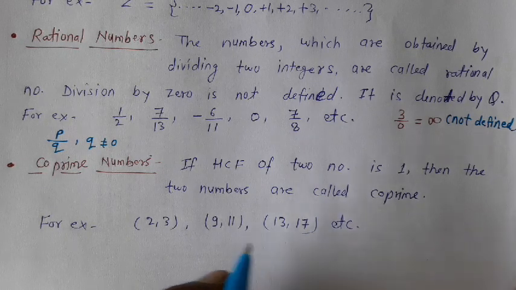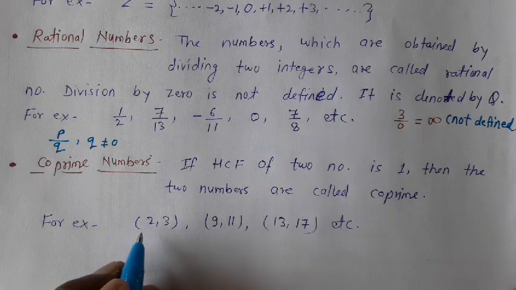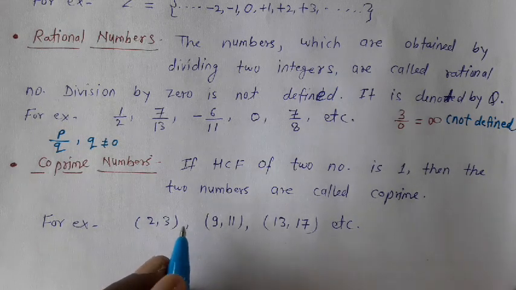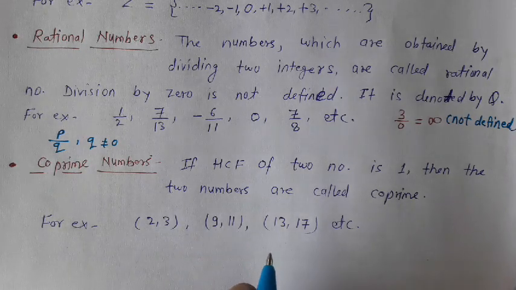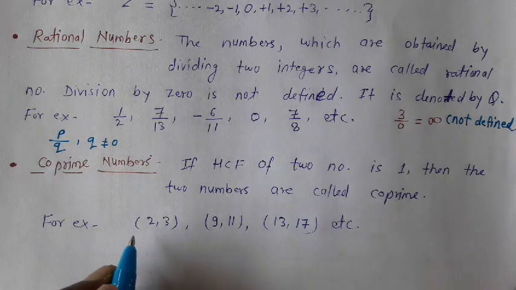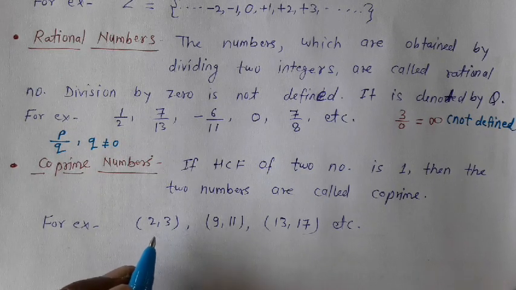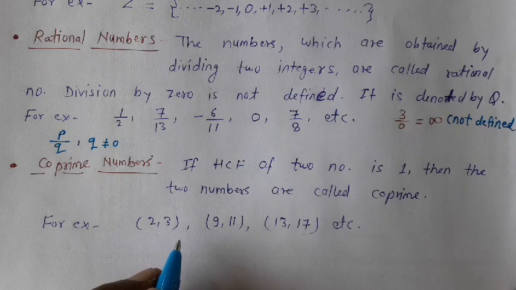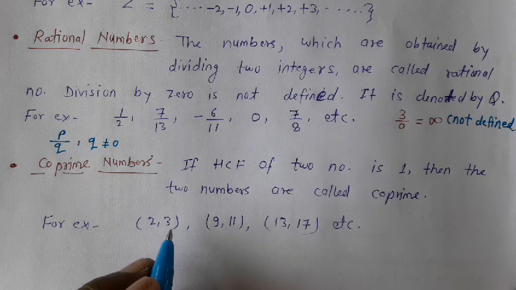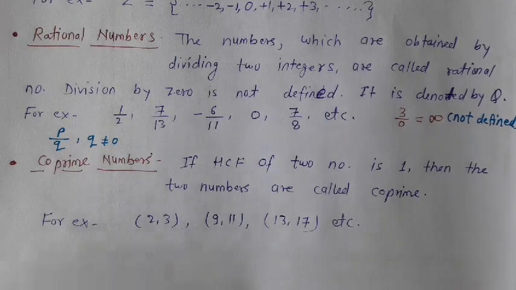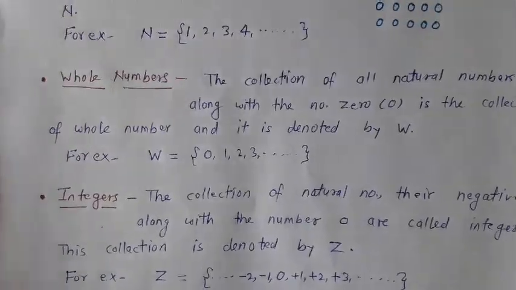Means in those numbers we can see that for 2, 3, 1 is the common factor. For 9, 11, 1 is the common factor. Means you can see here, when you find the HCF of the two numbers, you get the common factor 1. So these are co-prime numbers. It is very important when you prove irrational number type questions, then you have to use co-prime numbers.